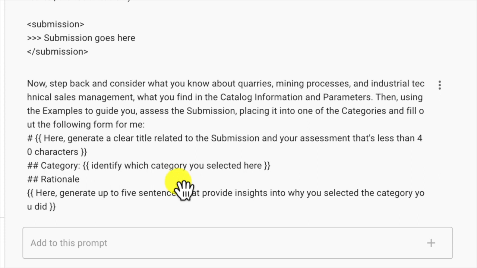And when we demo this, you'll see that every time we use this prompt, even as we change the submissions, our output structure is going to stay consistent.